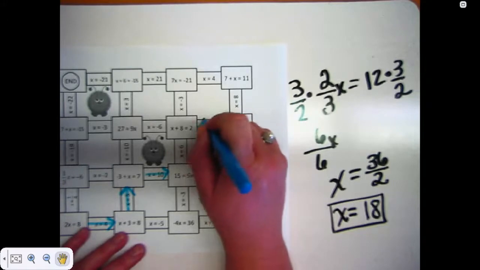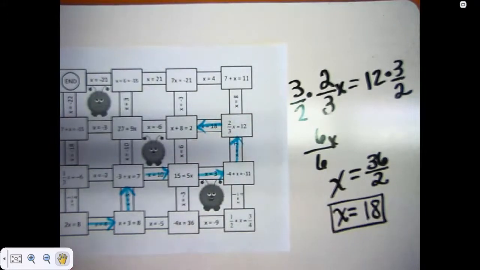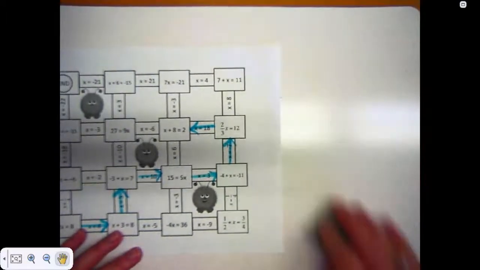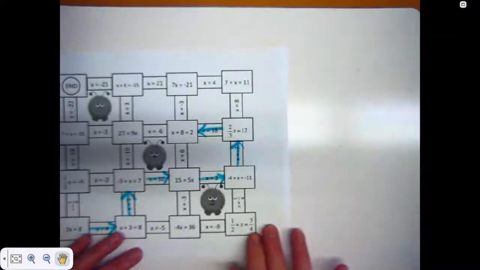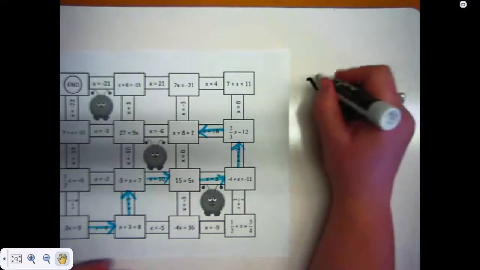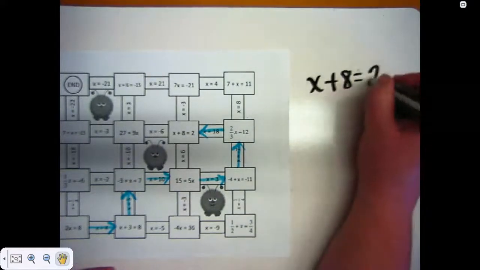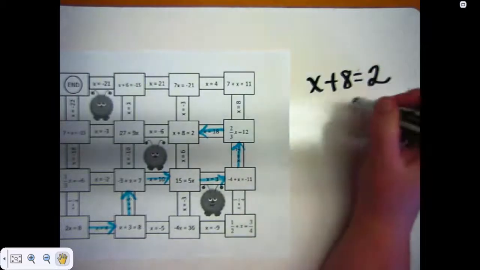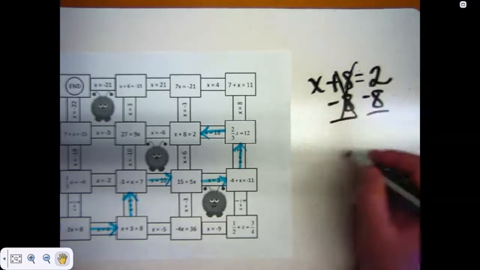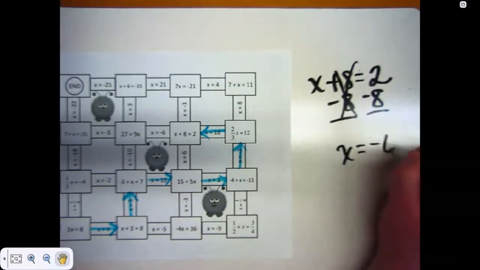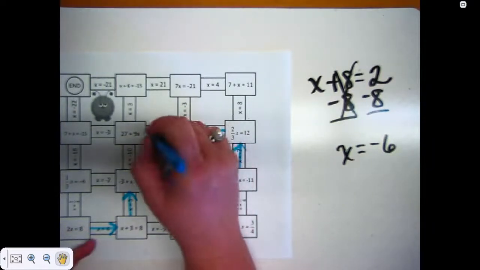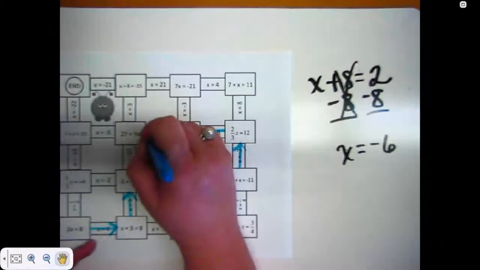I'm going to draw my arrow here. I hope I didn't say 13 a while ago. I think I may have done that and said 13. I'm in 18. X plus 8 equals 2. I have a positive 8, so I'm going to subtract 8 from both sides. This one goes away. I'm left with x is equal to negative 6. So I'm going to look for the answer, negative 6. Here it is. So I'm going to draw my arrow to the next box.